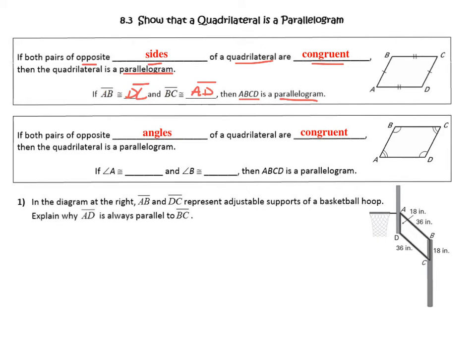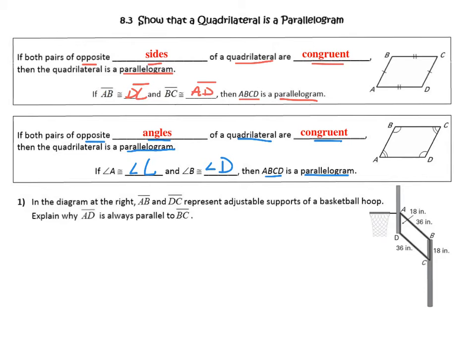And the same goes for the angles. So if you have a pair of opposite angles in a quadrilateral that are congruent, then automatically it's going to be a parallelogram. So if angle A is congruent to angle C and angle B is congruent to angle D, then I know ABCD is a parallelogram.